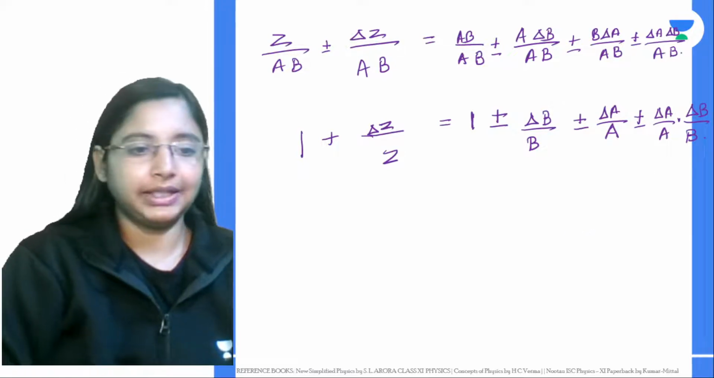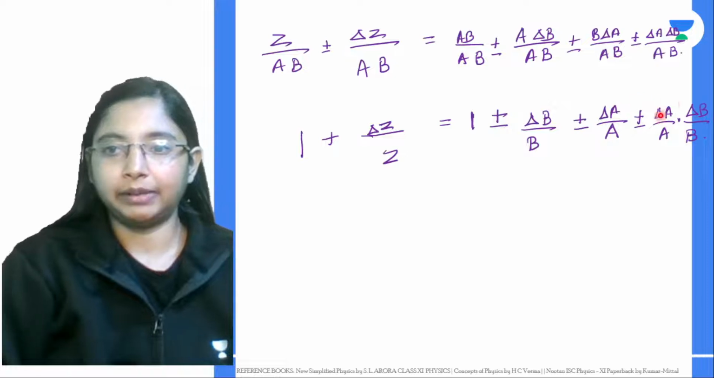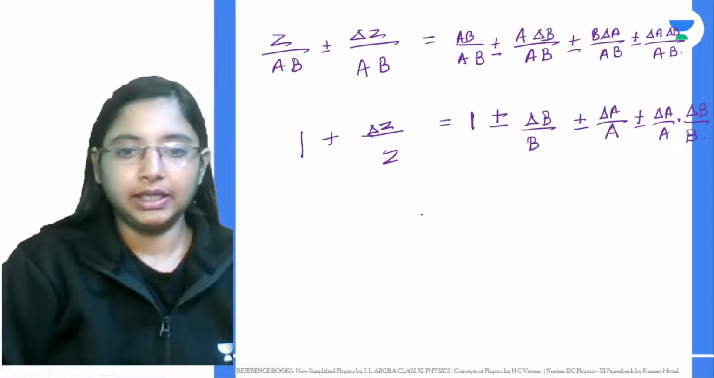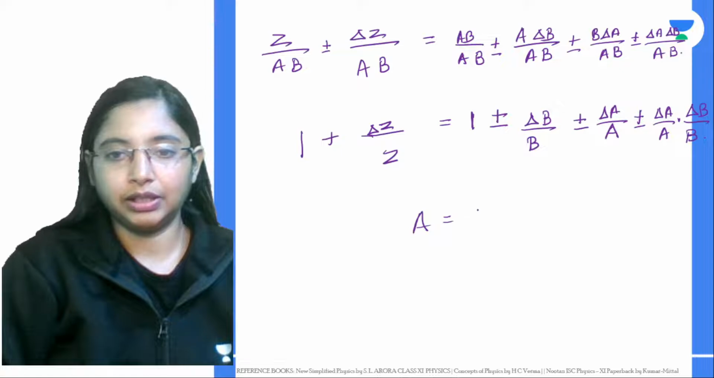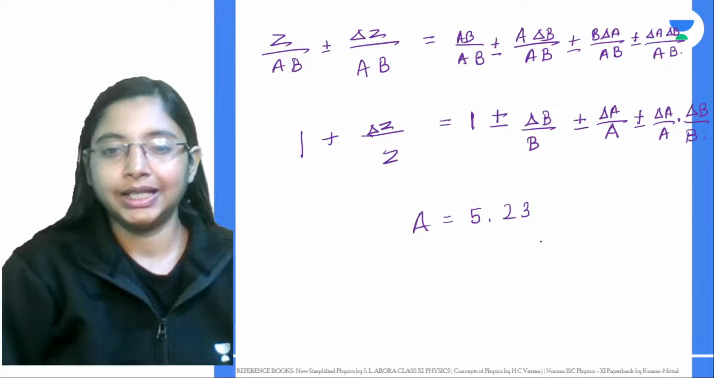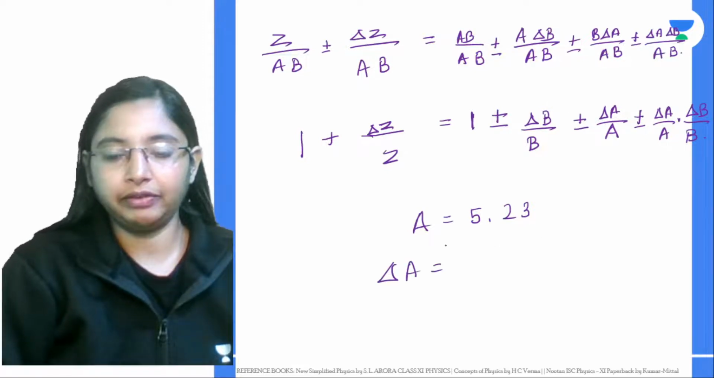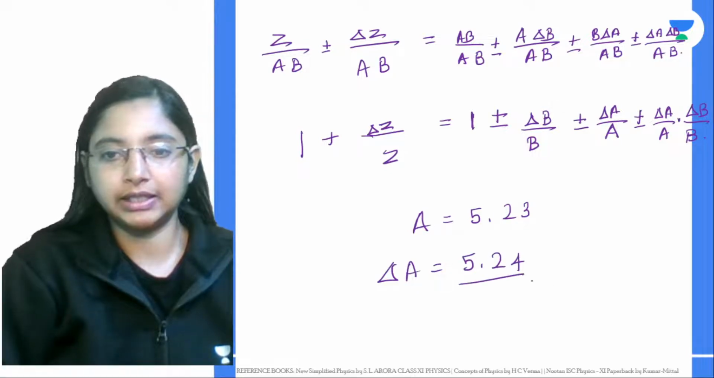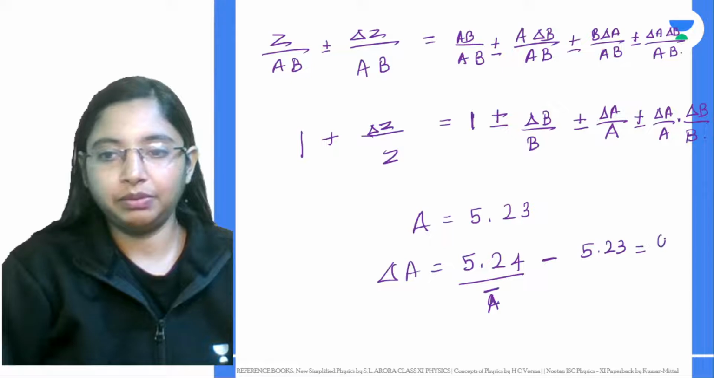Whenever you're taking delta A by A, for example, let's say the A value, the actual value, let's say the mean value is around 5.23. And how will you get delta A? Let's say the true value is 5.24 and this is the mean value. Mean value minus this A value, 5.23, the difference between them is around, for example I am taking, 0.01.